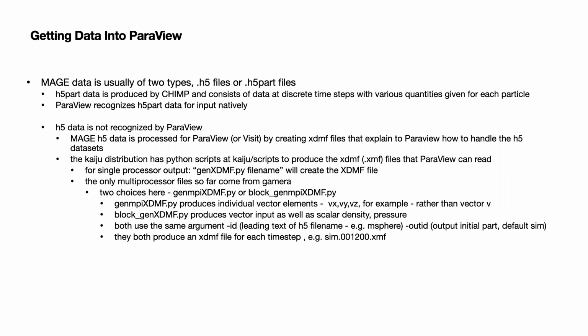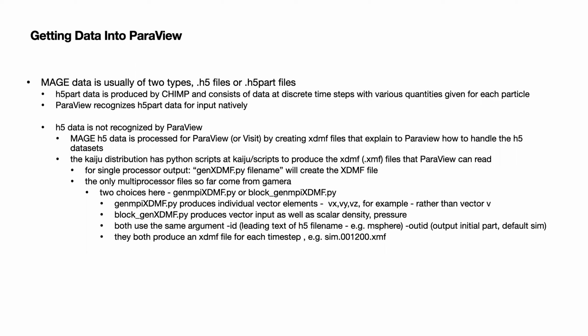They're for the single processors like Mix or Voltron, you can just use the gen xdmf.py script. For multiprocessor files, which is what you get with the MPI decomposed Gamera, you have two choices. You can have gen xdmf.py or block gen xdmf.py.